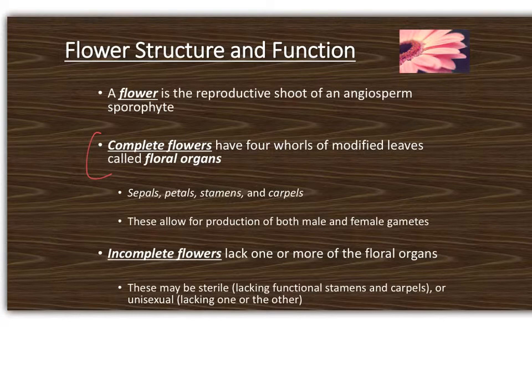An incomplete flower can also be found in nature. This is where it's missing one of those floral organs. Now generally when we say incomplete flower, we mean one that is lacking one or both of the reproductive pieces. So it might be totally sterile if it lacks stamens and carpels, or it might be unisexual and only make the male or the female parts if it's lacking one of those things.